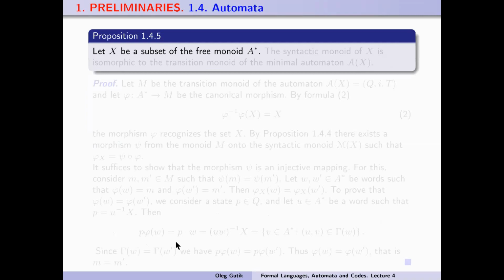Next proposition. Let X be a subset of the free monoid A star. The syntactic monoid of X is isomorphic to the transition monoid of the minimal automaton A of X.